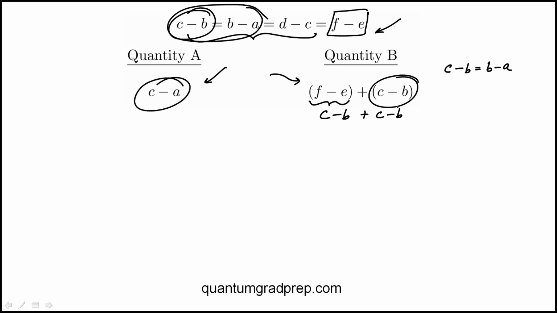Now, if we were to just replace this one C minus B with B minus A, you'll see that this expression becomes exactly identical to C minus A. Now the question is, what are the odds of someone doing exactly these steps to recognize that these two quantities are equal? Answer is C.